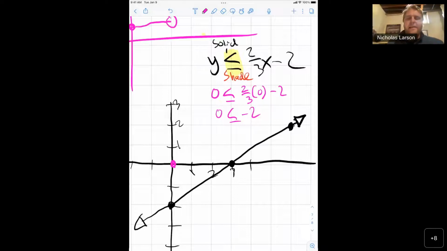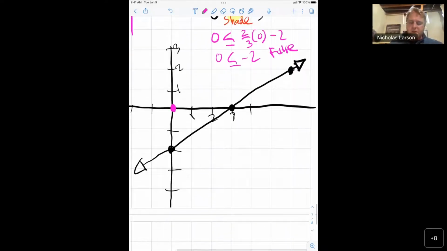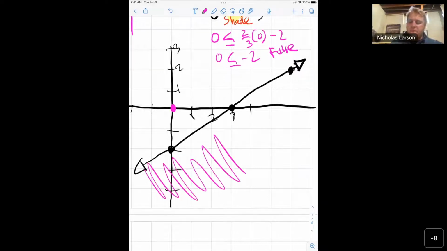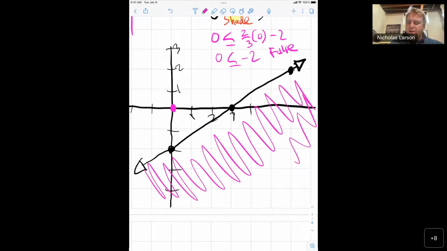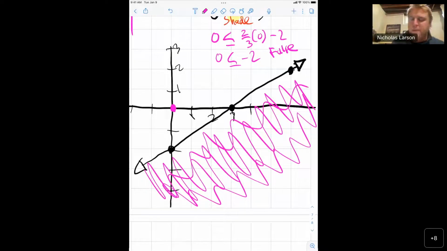Is 0 less than or equal to -2? No, that's false. So this point right here, 0, 0, is not a solution, which means all of this stuff over here is. All of this area is an answer. So if I picked 5, -4, that would be true. If I picked x is 10, y is 1, that would be true.